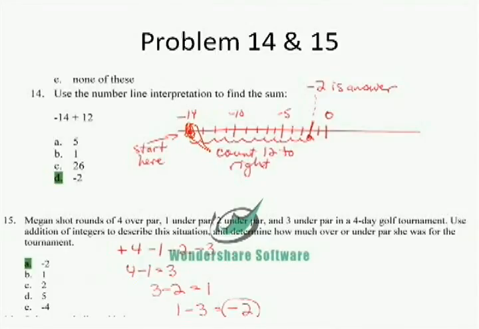So it says here, Megan shot rounds of golf. The first round she shot was 4 over par, so I wrote it +4. The next one was 1 under, I wrote it -1. Then 2 under, -2. Then 3 under, -3. Then what I did was stepwise, I went from 4 minus 1, which is 3, 3 minus 2, which is 1, and then 1 minus 3, which gave me a final answer of -2.